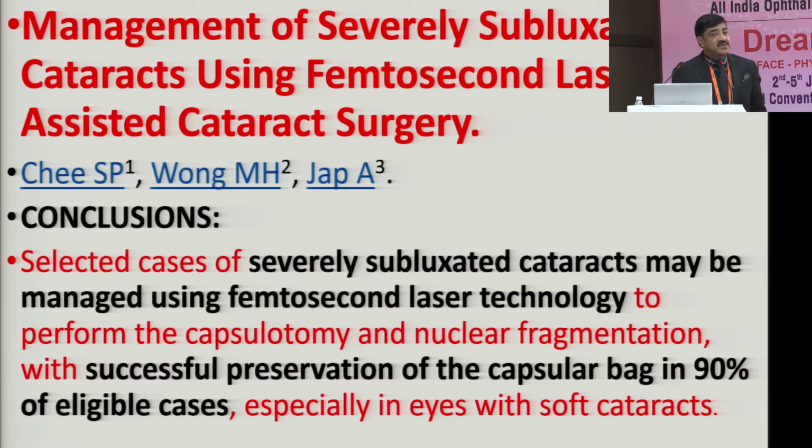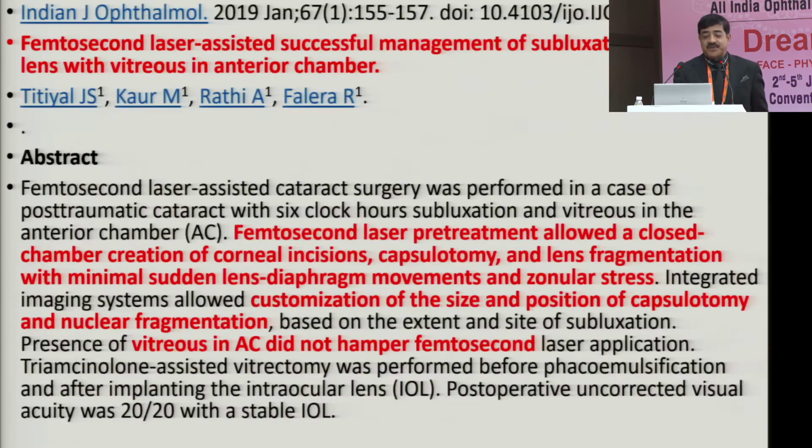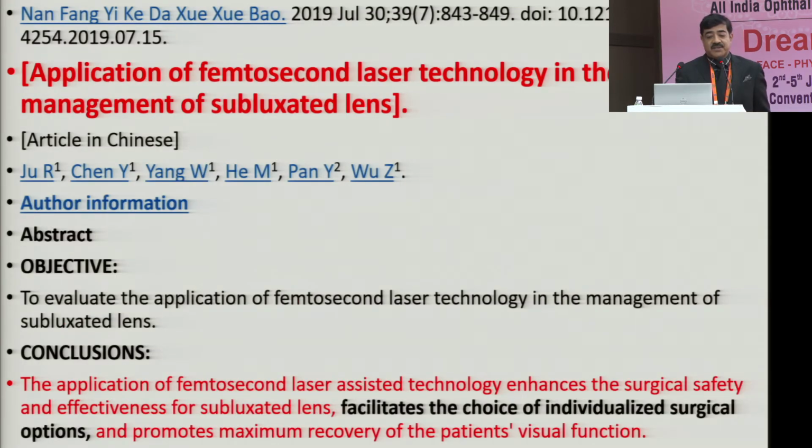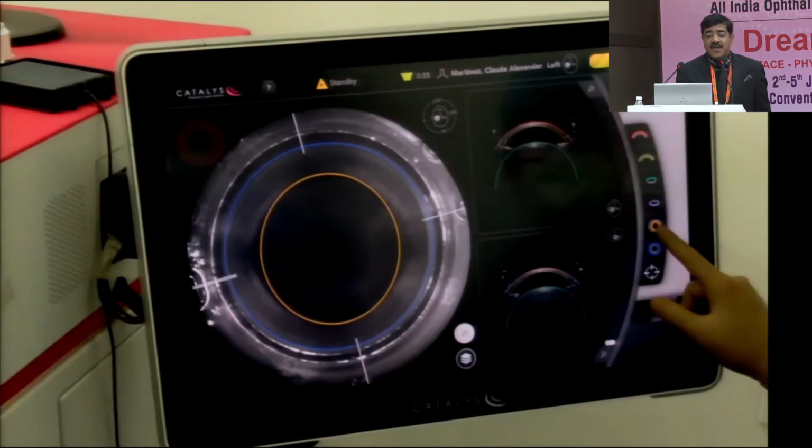These studies have definitely proved it. Dr. Chitra had said that in the management of severely subluxated cataract she got 90%. Normally we get around 60 to 70%. We could do it, but with the femto laser you get 90% success. And this is the study by Dr. Tetial et al. They have also shown the success of femto laser use in subluxated cataract, again one more study.